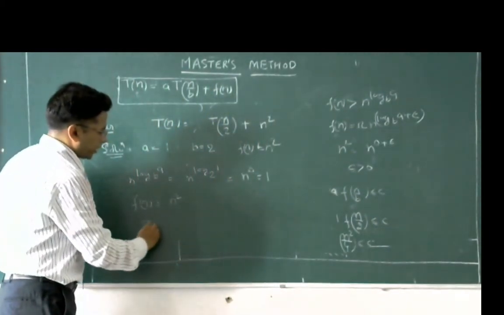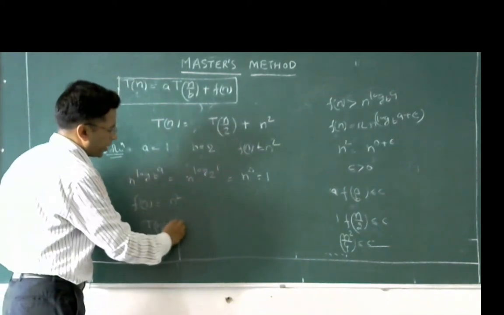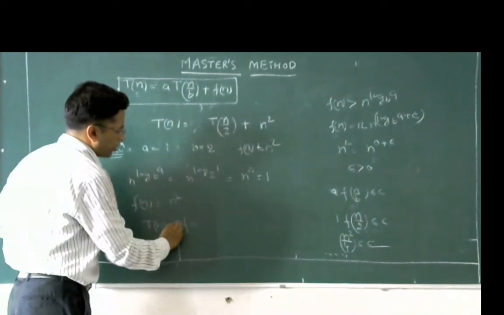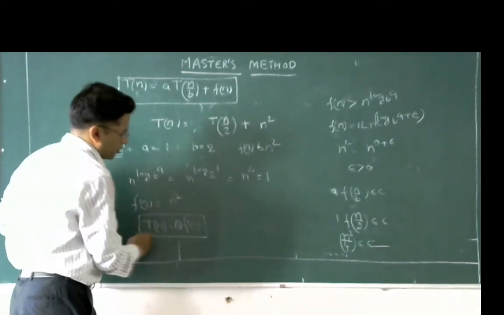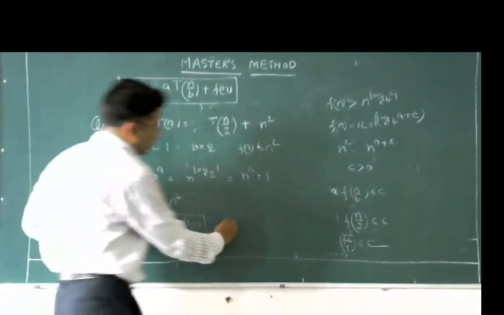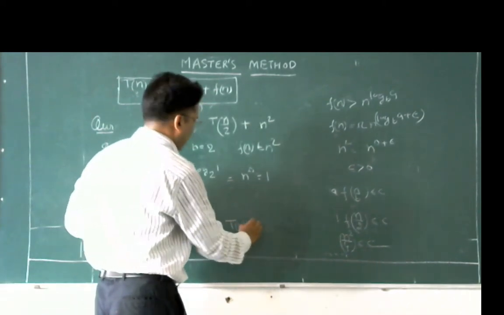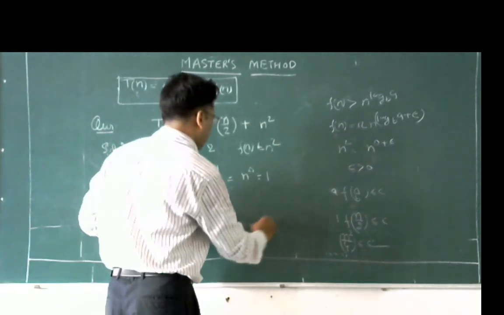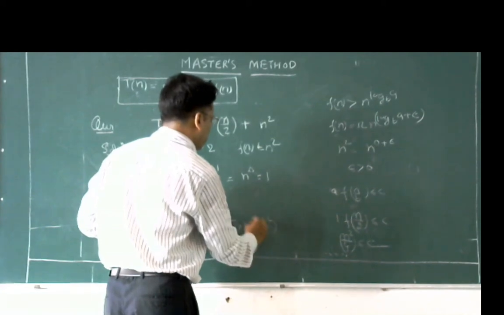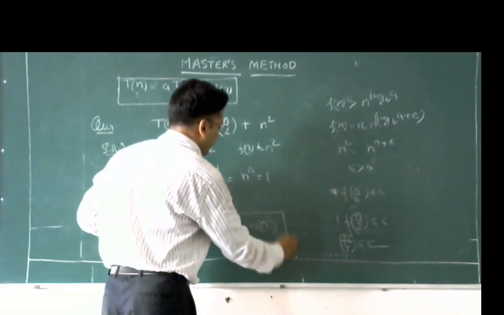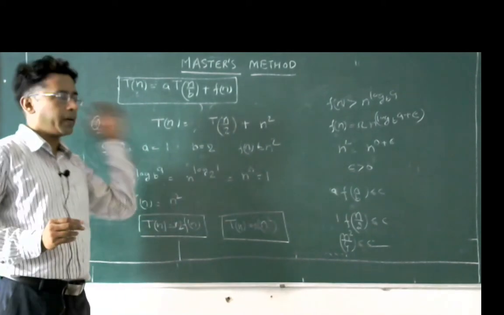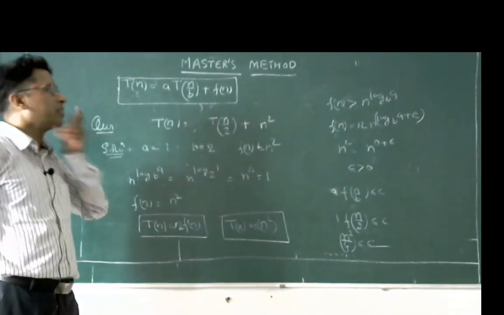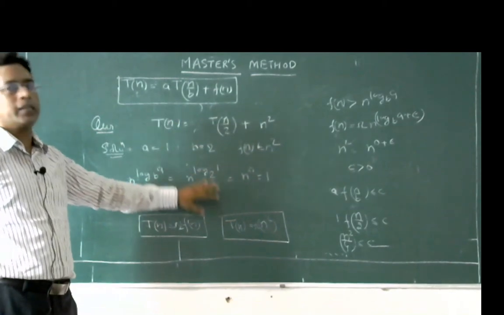As per case 3, T(n) would be equal to theta of, sorry, omega of f(n). So T(n) would be equal to f(n), which here is n square. So T(n) is equal to n square. So it will be omega of n square. Here this is the result. So this is the case 3 example.